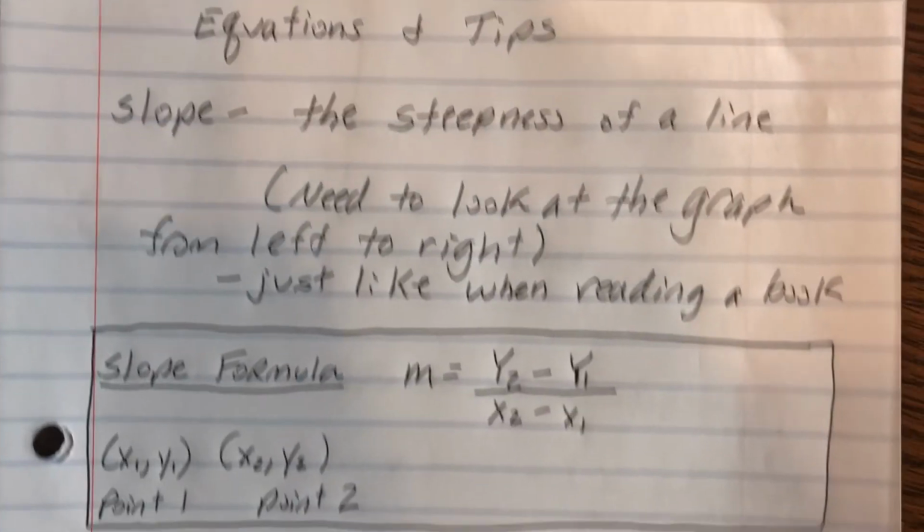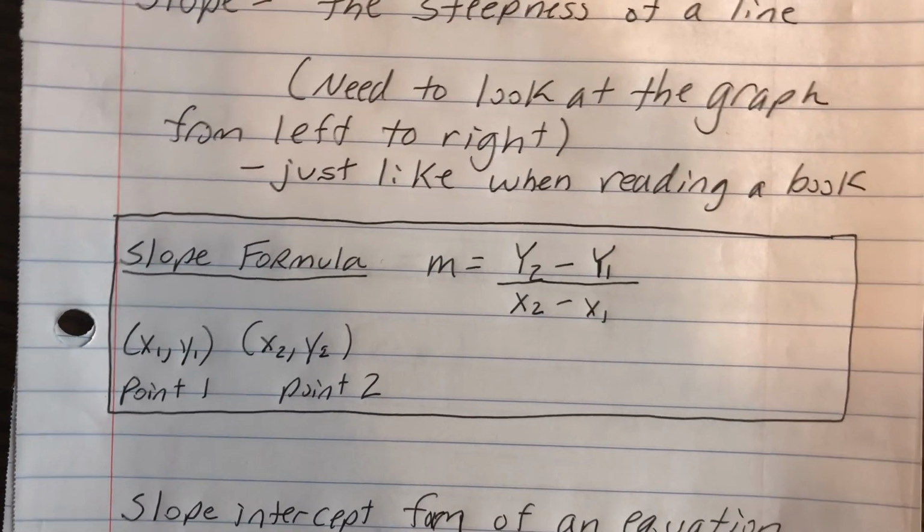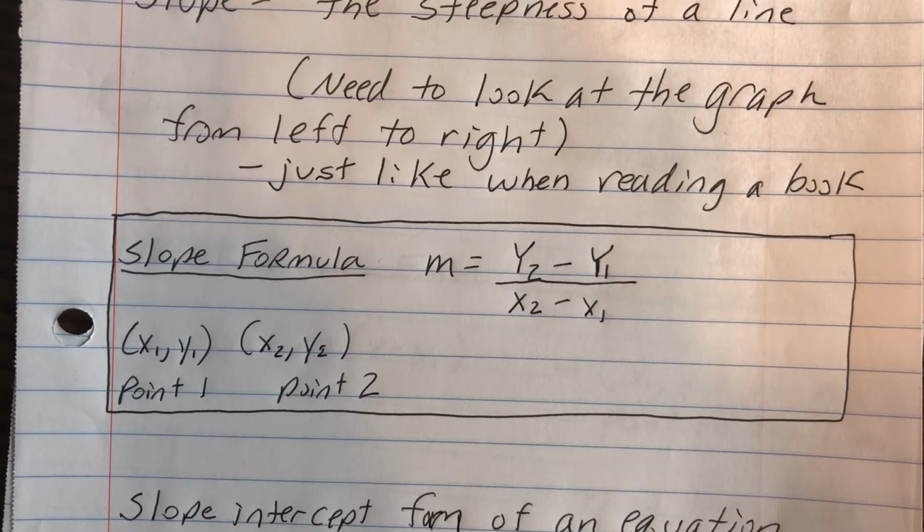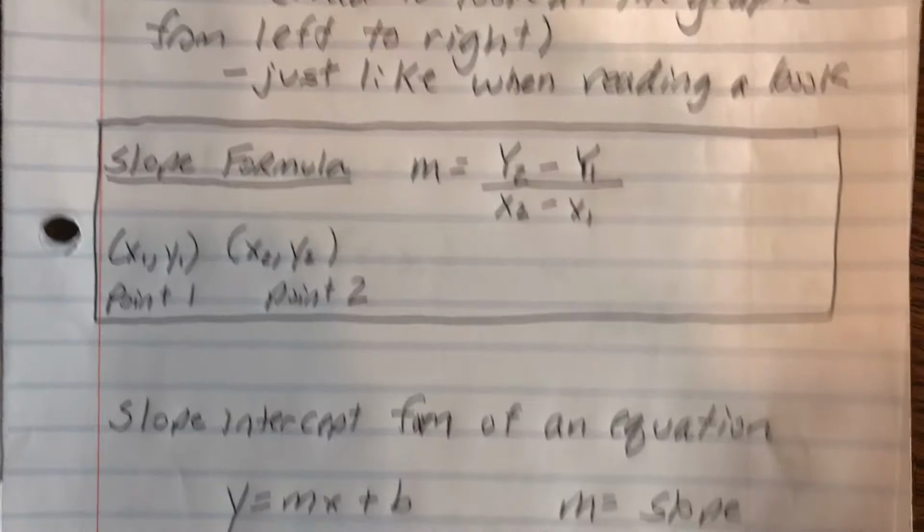Now, below that, I have a reminder for the slope formula, which I'm showing to you right now. For slope, we always use the letter M to represent the word slope. The formula you want to use is m = (y2 - y1) / (x2 - x1). And remember that (x1, y1) and (x2, y2) just represent point 1 and point 2 on your graph. It's just a way to identify the numbers, so you sub them into the formula in the correct order.